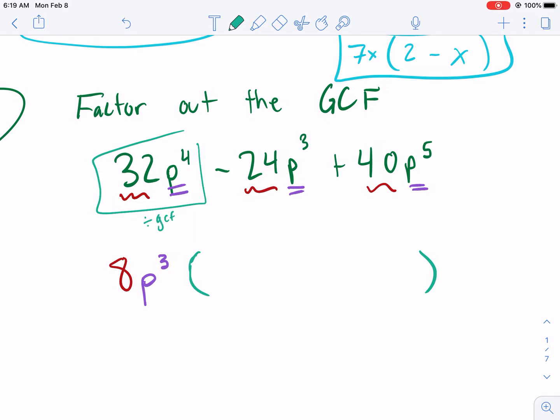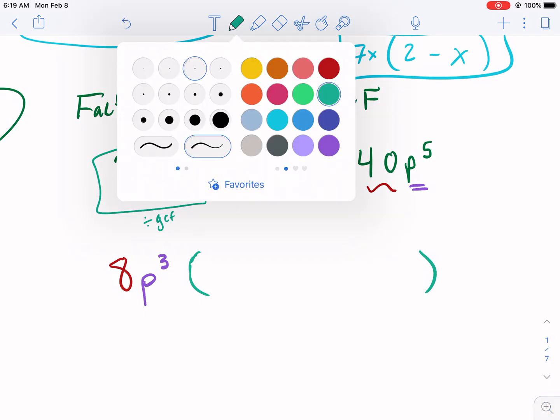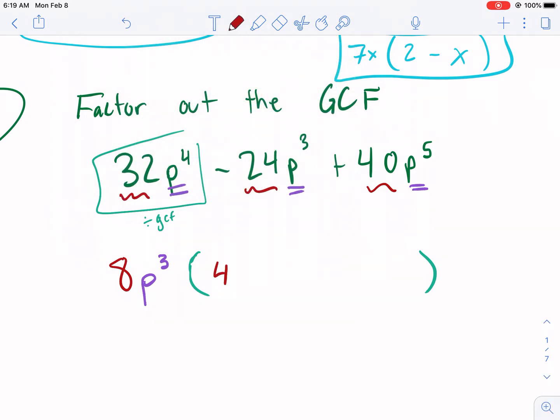So I do 32 divided by 8. That's going to give me 4. And then I do p to the 4th divided by p to the 3rd. I can use the quotient rule and subtract exponents, or just think of it as canceling p to the 4th over p to the 3rd. And I'm going to get just p. Then I'm going to copy down my minus sign. If I don't factor out a negative, I'm just going to copy this down.